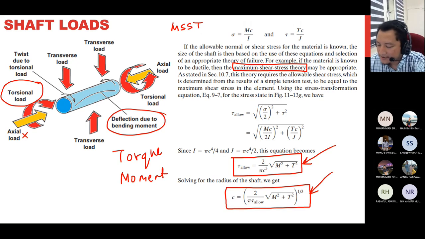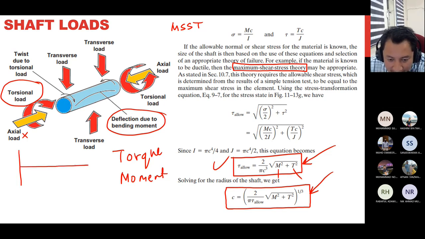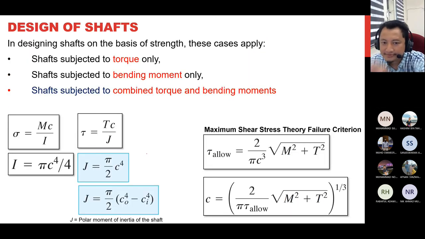For our class, for general application, most of the time, this one is enough. Ini dia dah consider dua-dua. T considering torque, M considering bending moment. Macam mana dapat bending moment? Kamu memang kena plot bending moment diagram. How does it look like? Bending moment diagram along the shaft. Use that one. So these are the formula which is required.